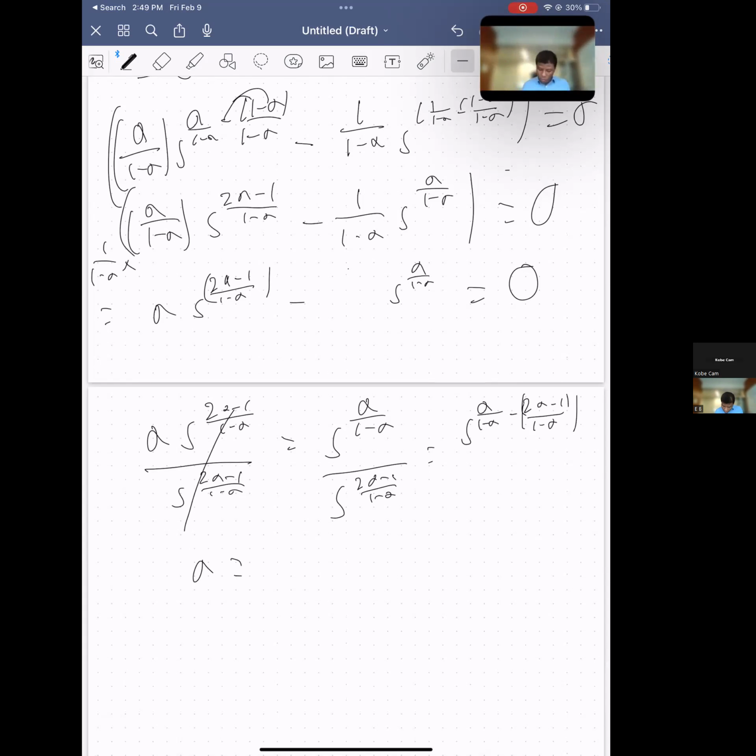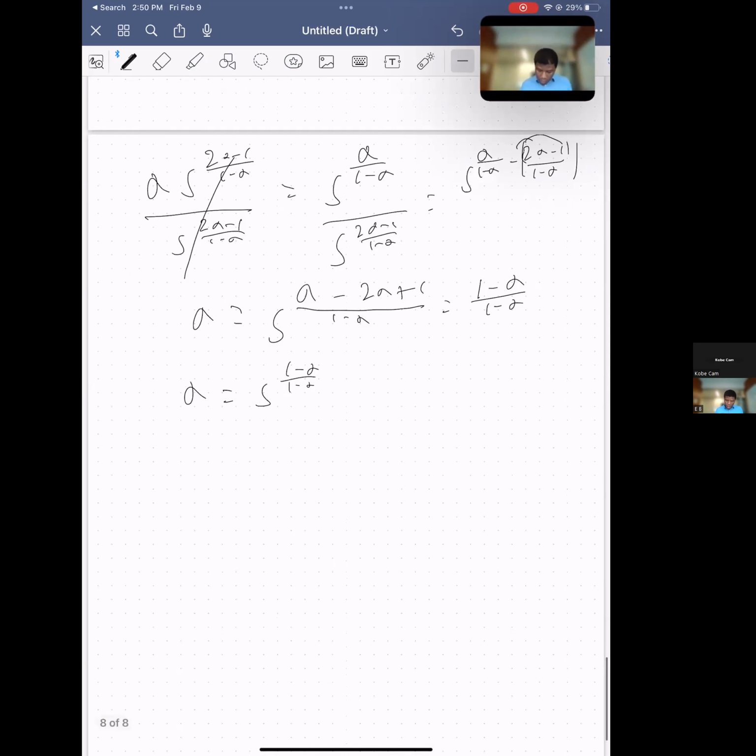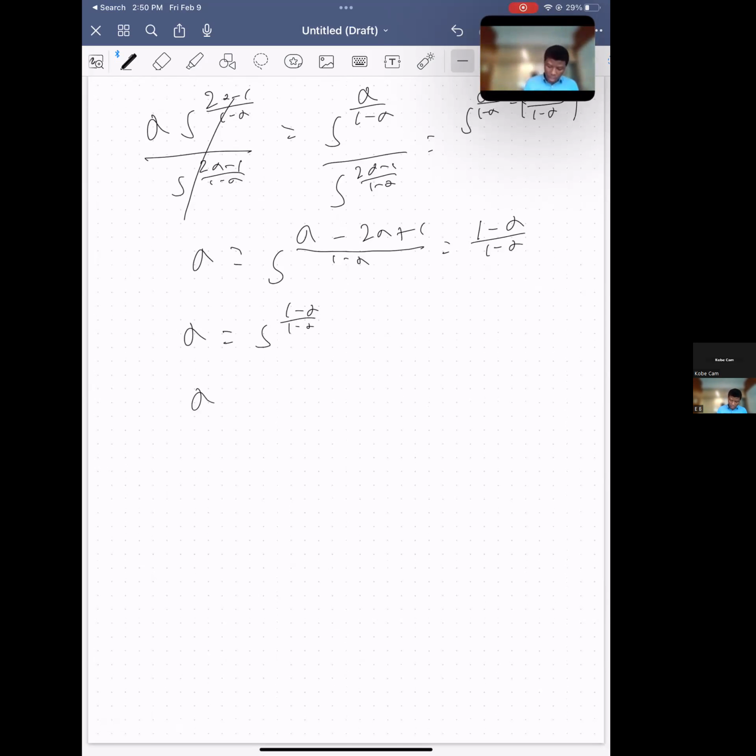And so from here, what we can do is we can distribute that negative. And so now we have SA minus 2A plus 1 all over 1 minus A, which is equal to, and we can just subtract our minus 2. And so now we have 1 minus A, 1 minus A. So now we have A equal to S, 1 minus A, 1 minus A. And now finally, look, this is just A with S, right? Because this is equal to 1.